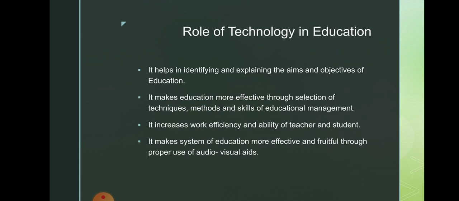Okay. Now let's know what is the role of technology in education. Here I have given some points. It helps in identifying and explaining the aims and objectives of education. The first, it is what? In order to identify and explain the aims and objectives of education, educational technology is very much important. Okay, it makes education more effective through selection of techniques, methods and skills of educational management. It is also one of the important roles that technology plays in education.